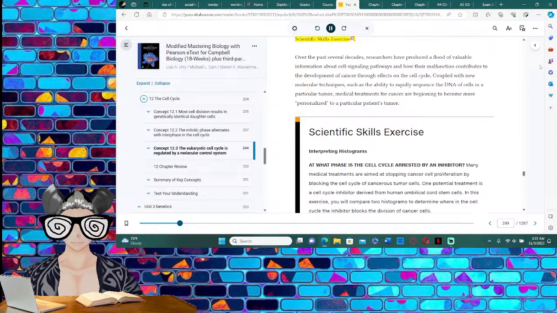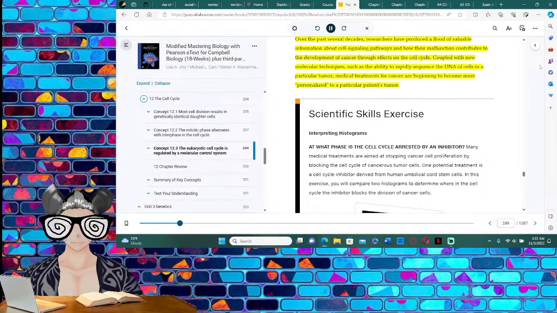Over the past several decades, researchers have produced a flood of valuable information about cell signaling pathways and how their malfunction contributes to the development of cancer through effects on the cell cycle. Coupled with new molecular techniques, such as the ability to rapidly sequence the DNA of cells in a particular tumor, medical treatments for cancer are beginning to become more personalized to a particular patient's tumor.